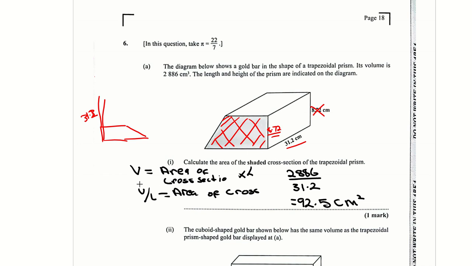Alright. So the volume would be the area of this times my length. 2,886 is equal to the area of my cross section times 31.2. Therefore, the area of my cross section would be volume divided by length. So volume is 2,886 and length is 31.2. My area of my cross section is 92.5 when you divide it. And that is your answer for this one so far. Do we understand?